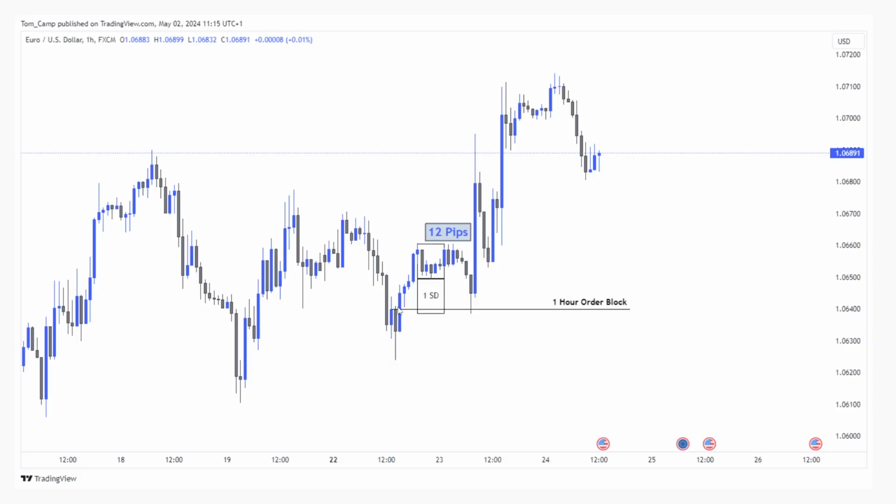And as you can see, price gave us a nice change in the state of delivery, because this order block, which was created on the 1 hour, was engulfed by this blue candle, which is now creating a change in the state of delivery and confirming this is a valid 1 hour order block.